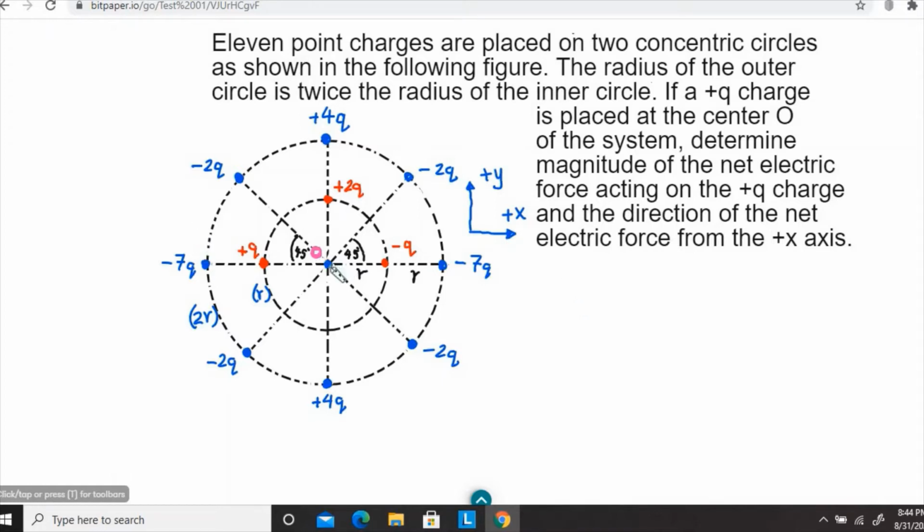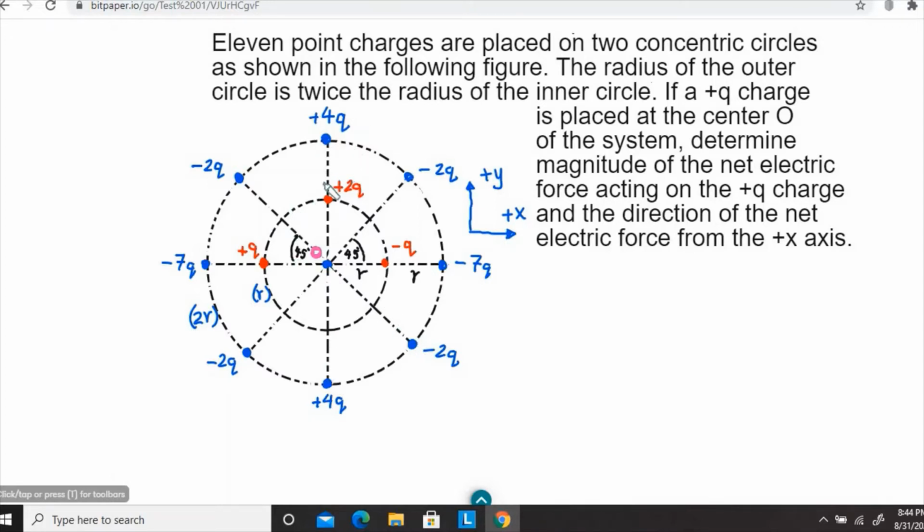First, I'm going to use symmetry to simplify this problem. If you consider the origin, which is over here at O, look at the positioning of the charges that are represented in blue. These are the 8 charges that are on the outer circumference, or the outer circle. You can see relative to the origin, they are symmetric.